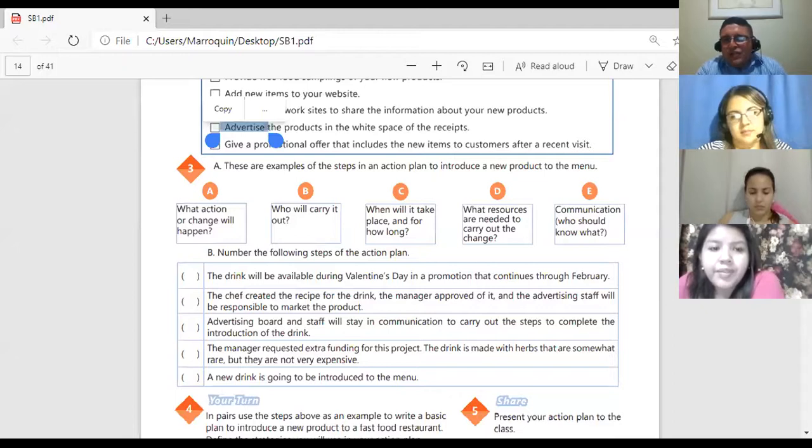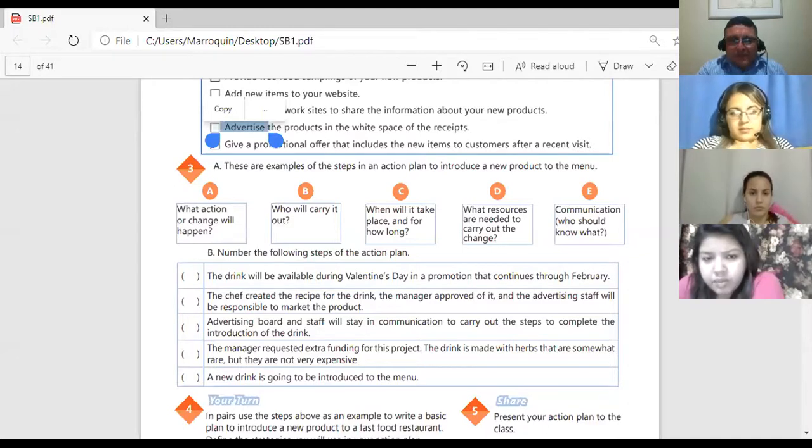Are the questions clear, class? Questions from letter A to letter E, are they clear? The meaning of the B question, who will carry it out, is like who will be responsible. Exactly. Who will execute it? Yes. Okay, someone else has another question or comment?